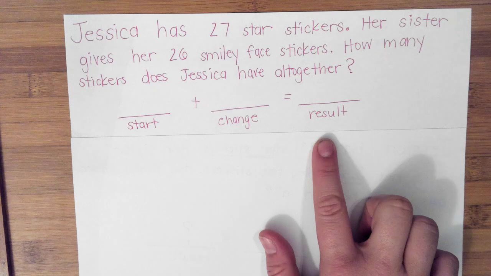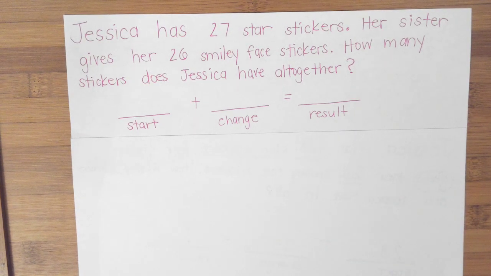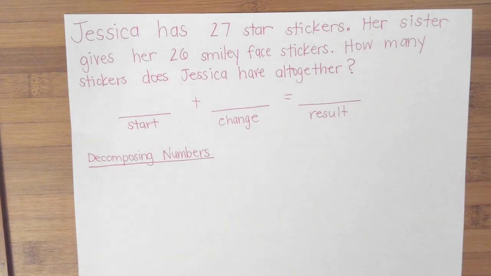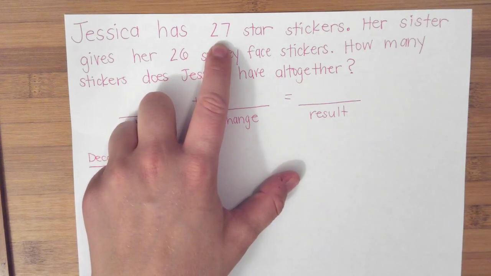Well, today we are going to be looking at a strategy called decomposing. And you may say, Miss Wilma, what do you mean when you say decomposing numbers? Well, when Miss Wilma says decomposing numbers, what she means is that we are going to break numbers down. So instead of just having that number 27, we're going to break 27 down.